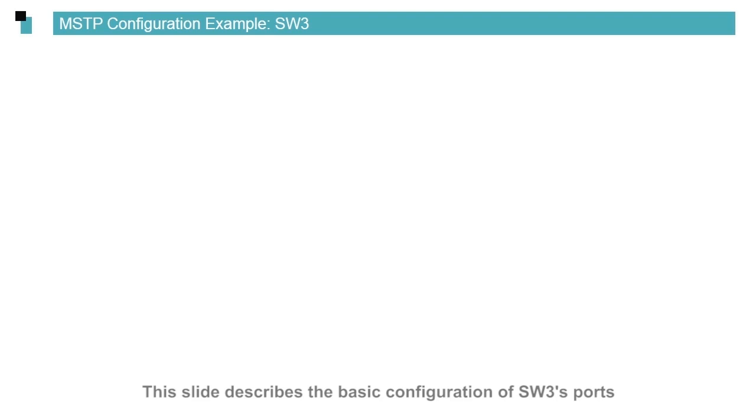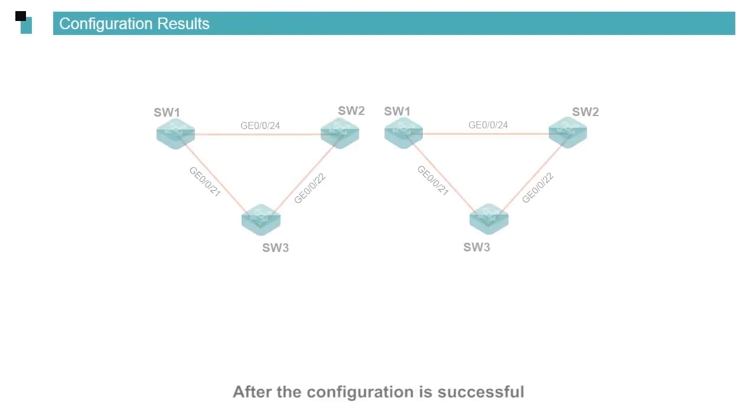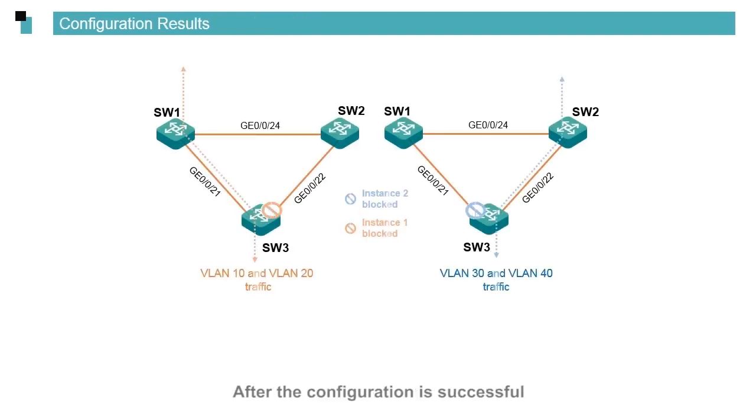This slide describes the basic configuration of SW3's ports. After the configuration is successful, data of VLAN 10 and VLAN 20 is transmitted only through the link between SW1 and SW3. Data of VLAN 30 and VLAN 40 is transmitted only through a data link between SW3 and SW2.